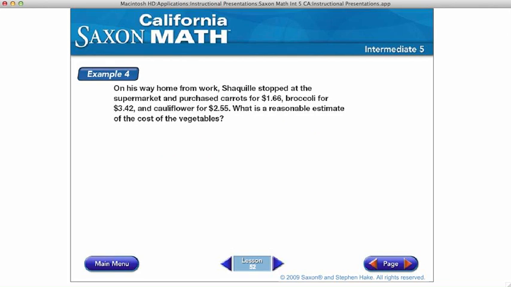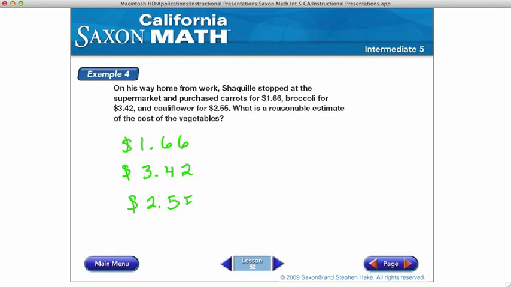On his way home from work, Shaquille stopped at the supermarket and purchased carrots for $1.66, broccoli for $3.42, and cauliflower for $2.55. What is a reasonable estimate for the cost of the vegetables? So you need to write the original numbers: $1.66 for carrots, $3.42 for broccoli, and $2.55 for cauliflower.